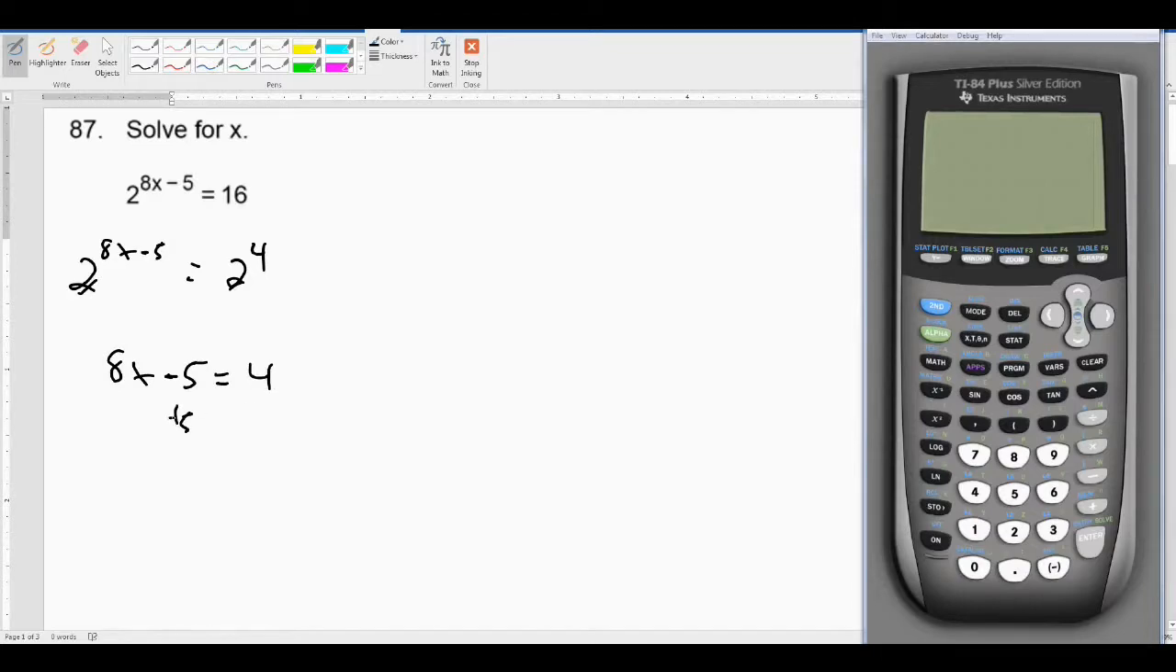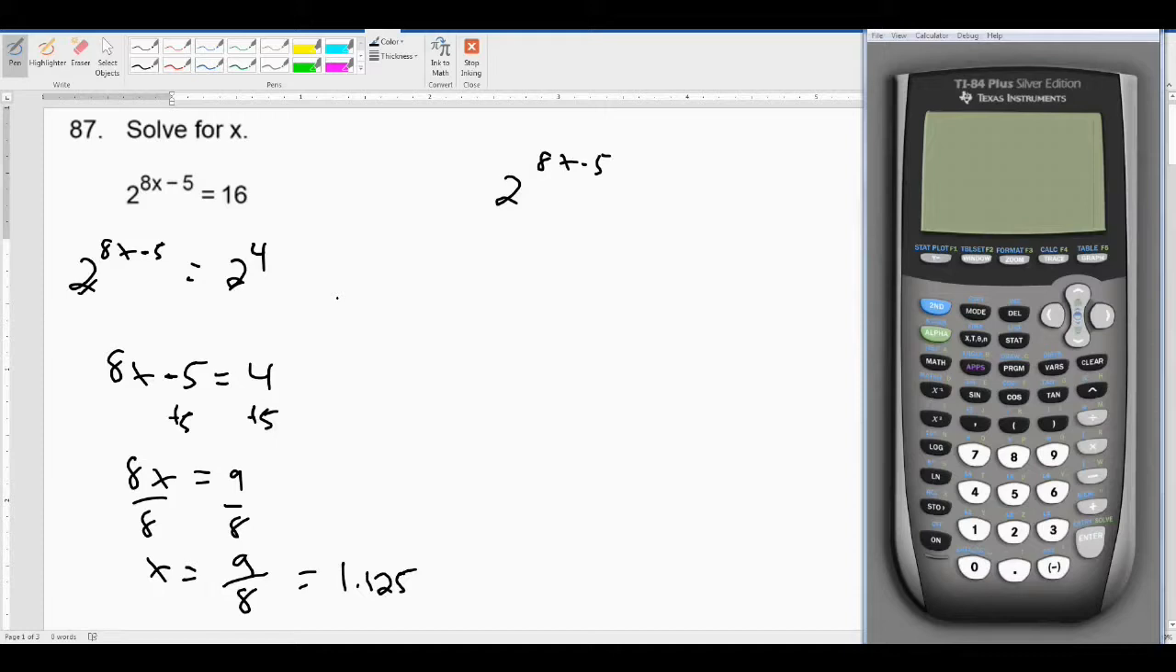So now we're going to add 5 to both sides. And then divide both sides by 8. And that's about 1.125 if you want the decimal value. Now you may want to do a different approach.